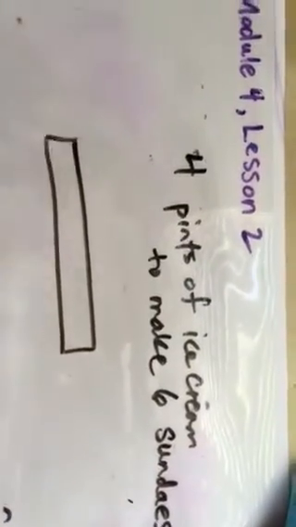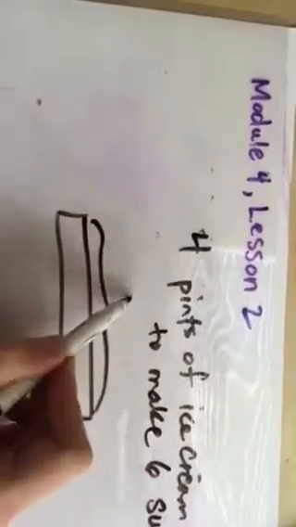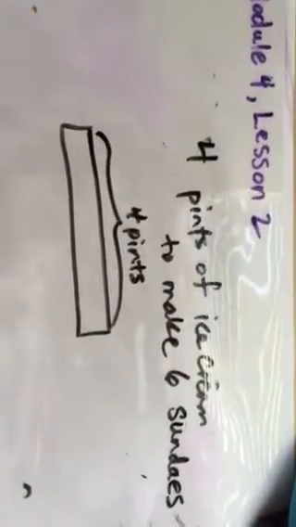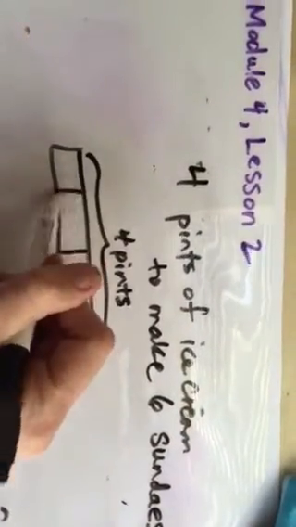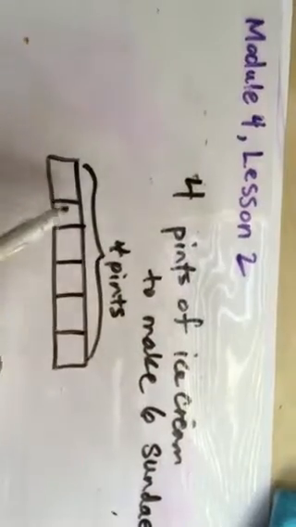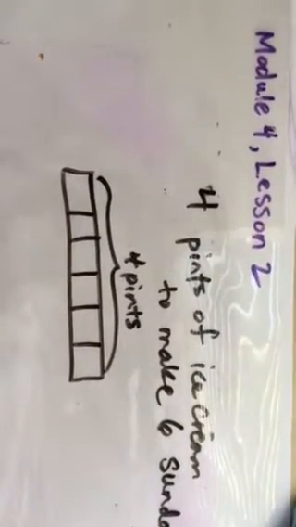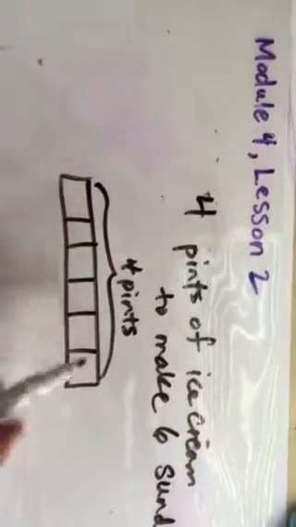So let's draw a tape diagram. I'll show all of my ice cream. There's all my ice cream. How much ice cream do I have? I've got 4 pints. That's the whole amount. What am I dividing that whole amount into? My 6 sundaes. So let's get that. 1, 2, 3, 4, 5, 6. How much is going to go in each sundae? 4 divided by 6.